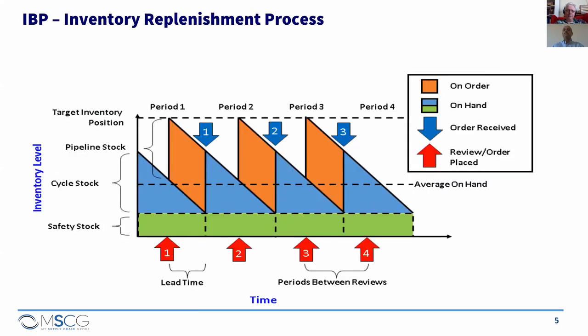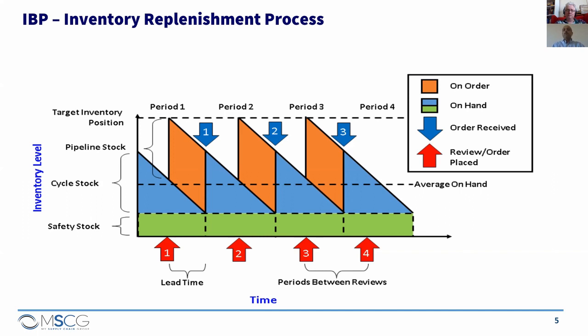So here we see the various inventory levels. Can you explain what is happening here? Right. I think we are familiar with this diagram. This is specific to the inventory replenishment process. At the bottom, you can see the green bar, which is safety stock. In blue, you can see cycle stock, and then pipeline stock.